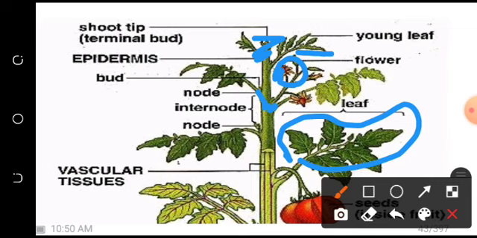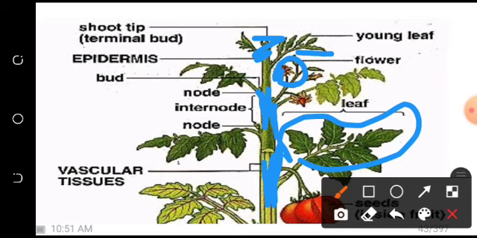So internode is the distance between one node and another node. So this is what you call the internode. This is what you call the vascular tissue. Vascular tissue is the inside of the plant, and it comprises the xylem and the phloem. That's what you call the vascular tissue.